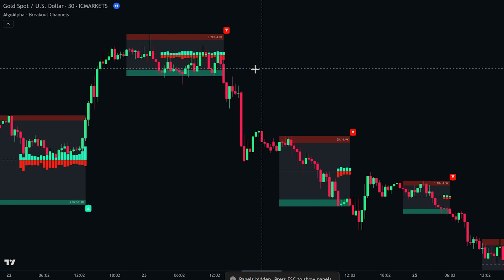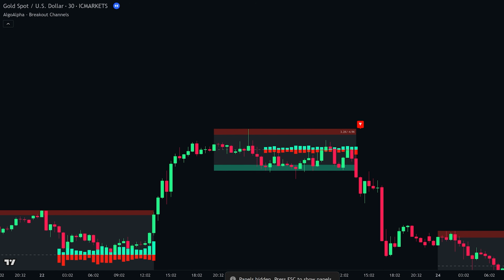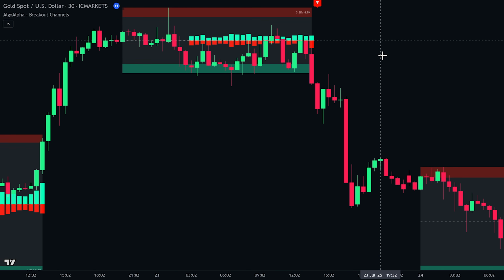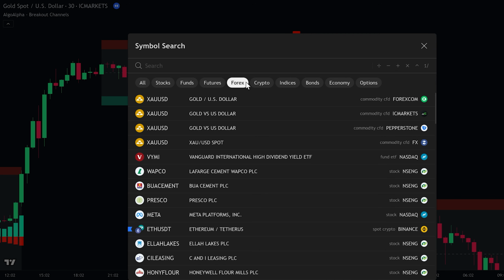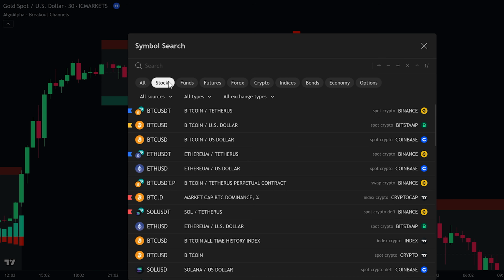What makes this indicator powerful is how it automatically draws channels whenever volatility compresses. These zones highlight where the market is building up pressure before a breakout. You can use it on any time frame and in any market, whether it's Forex, crypto, or stocks.